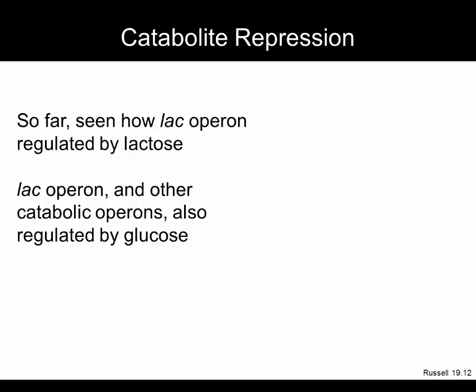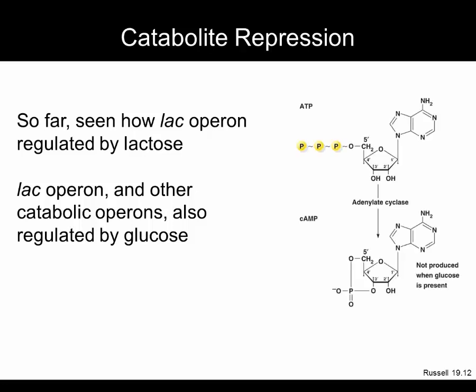So if the cell is in an environment where both glucose and lactose are around, it will metabolize the glucose and prevent expression of the lac operon. But this repression is indirect. It's mediated by the molecule cAMP, or cyclic AMP. Cyclic AMP is produced from ATP, but only in the absence of glucose.